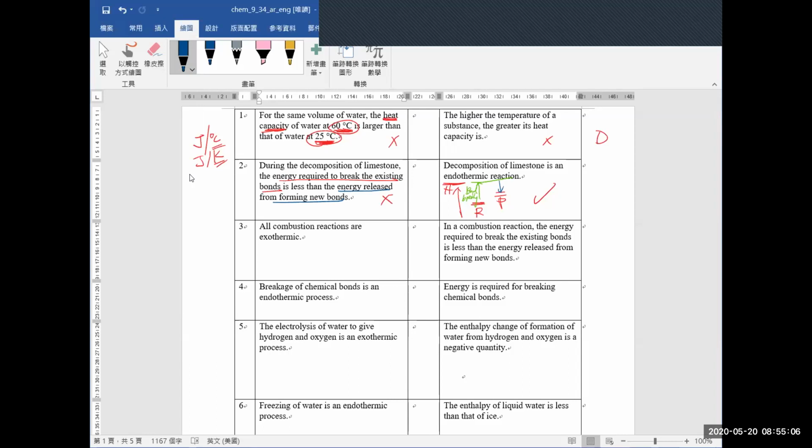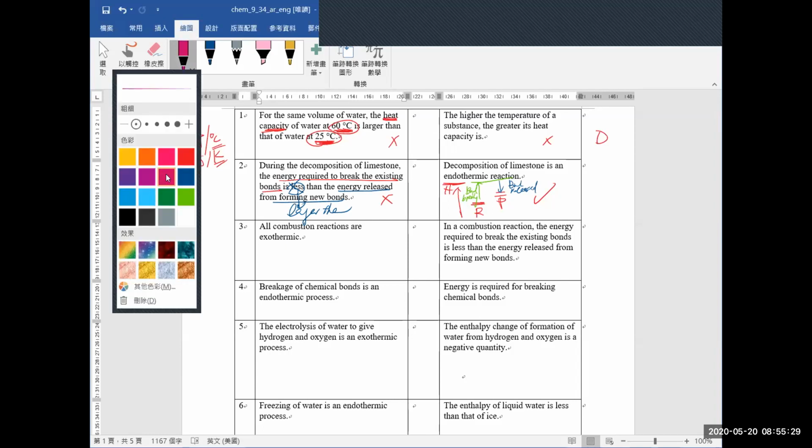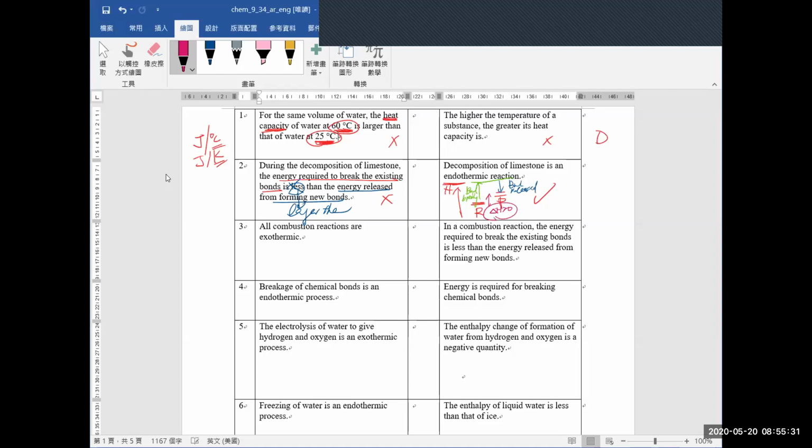Now, because it is an endothermic reaction, can you tell the relative amount of those two? Of course, from magnitude, right? The bond energy required for the bond breaking is not less, it is larger than. Can you get my point? And such that we can make the enthalpy change greater than 0. So can you see the word? This time the word less is wrong. Change it to larger than. Is that clear?